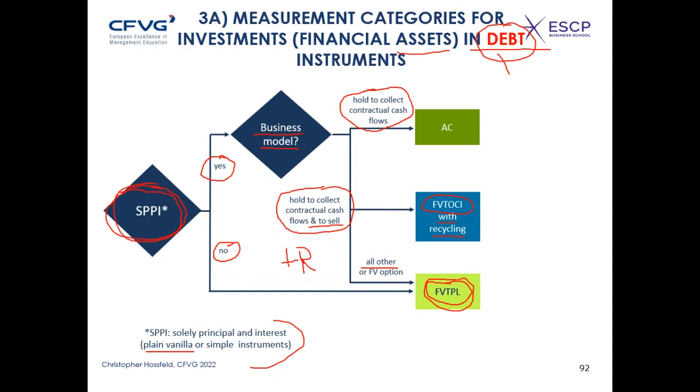Okay, so first we do the SPPI test. Secondly, we check the business model. Based on this, we have either amortized cost, fair value through OCI, or fair value through profit and loss. Questions on that?